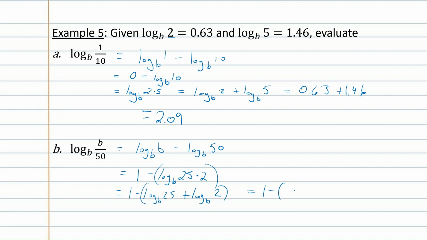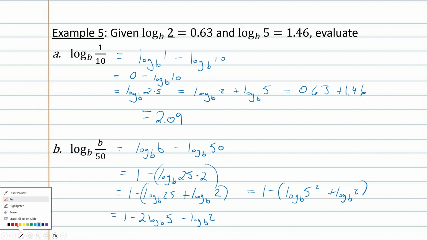25 is just 5 squared. So I'm looking at the log base B of 5 squared plus the log base B 2. Okay, well, I can break up that exponent here and bring it to the front. I'll say 2 log base B of 5 minus the log base B of 2. All I did there was make sure in that step that I distributed the negative that was supposed to go to both of these terms.